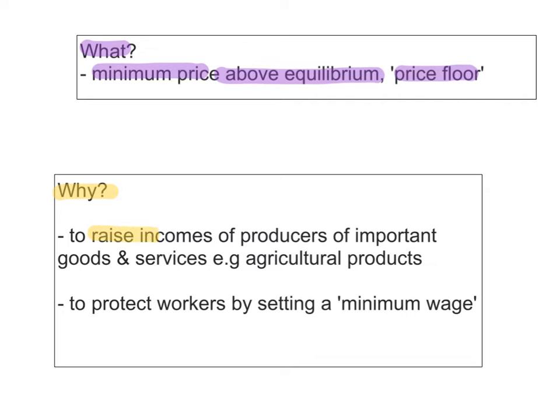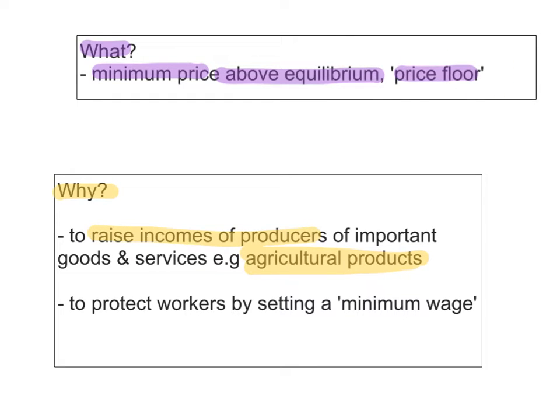Either to raise the incomes of producers of goods and services that the government believes are quite important, like agricultural products. These producers could be unable to face foreign competition, or they are affected by lots of price fluctuations. And so to raise their incomes and protect their incomes, the government imposes a minimum price or a price floor.